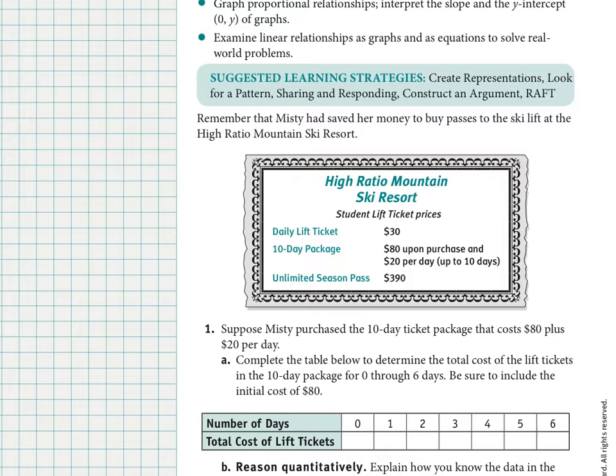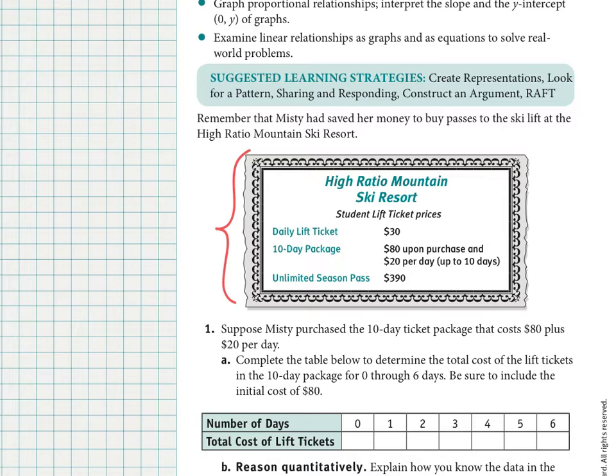So they had different plans, student lift ticket prices. You could either do a daily lift ticket for $30 each day, or you could decide to do a 10-day package where you would pay $80 upon purchase, and then it'd be $20 per day for up to 10 days. Or you can do an unlimited season pass for $390.